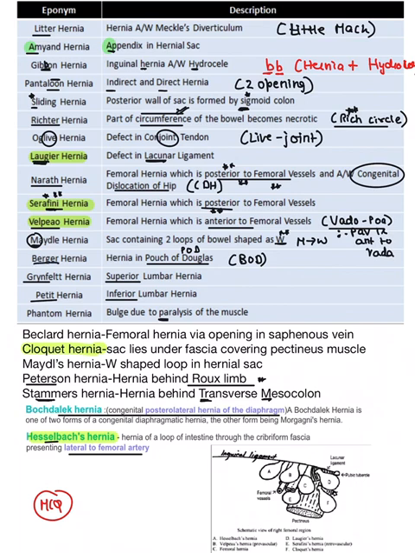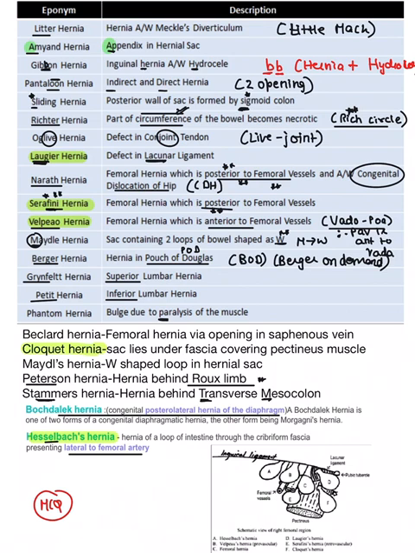Then Berger's hernia, guys. What I have remembered is burger on demand, guys. The pouch of Douglas is POD, so I made it BOD, that is burger on demand. It's very easy nowadays, you can get a burger on demand anytime with so many online apps which you can order.